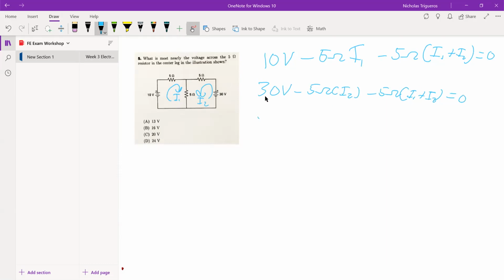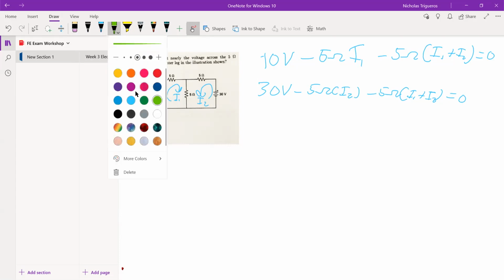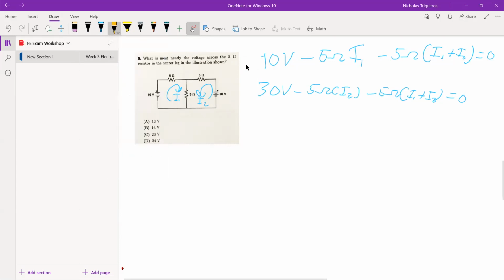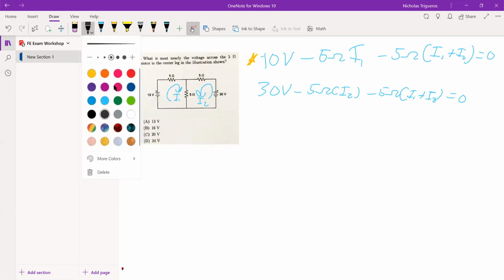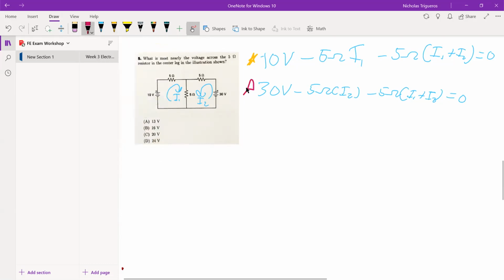Now we have to do some substitution here to get equations for I1 and I2, so we can have I1 on the top. Let's color this orange, and we'll color the other one magenta. Let's do this one first. That's not a -2, I'm not sure where that little bit came from.